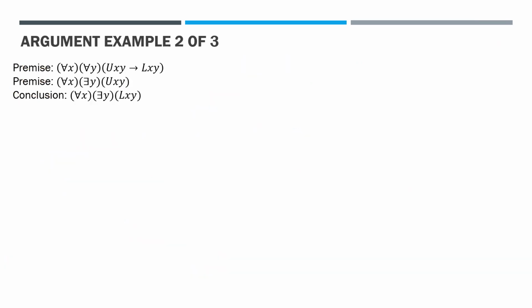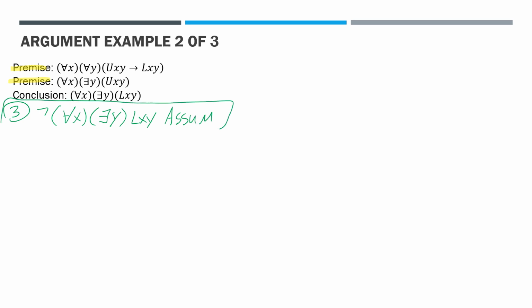For argument number 2, there are two premises. In this case, we'll do another reductio ad absurdum proof, which is also called an indirect proof. Hence, we will contradict the conclusion we wish to prove. For line 3, we can then say it is not the case that for all x, there exists some y such that LXY. And this is an assumption placed under quarantine.